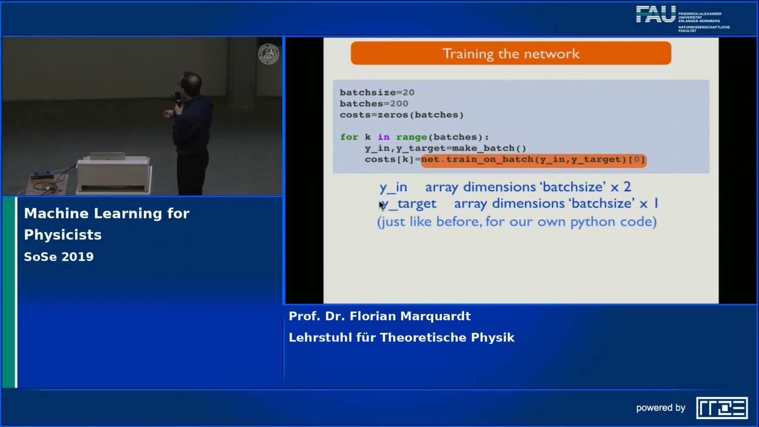And then there's the target array. It has dimensions batch size times 1. So again, 20 in this case. The 1 comes from, in our particular example, the 1 output neuron. If you had 7 output neurons, there would be a 7 there.